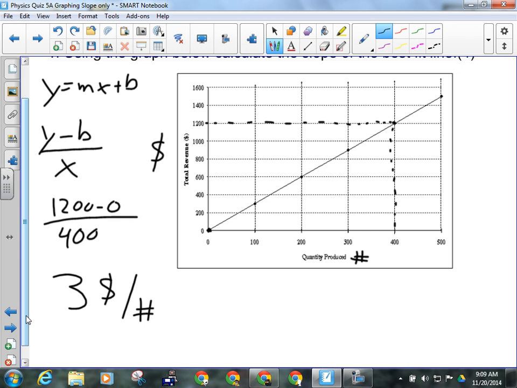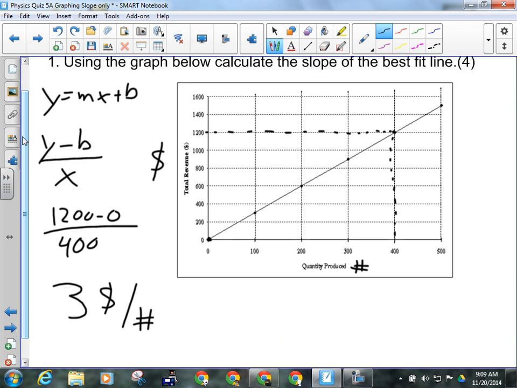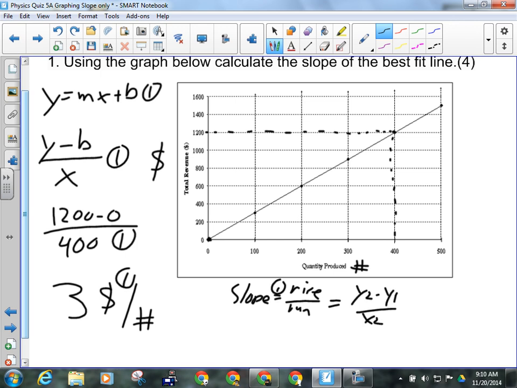So here's your marks distribution, okay? We said that that one would be out of 4 marks. So 1 mark, 2 marks, 3 marks, 4 marks, okay? Now, the other way would be to have rise over run, which essentially would just have a mark for slope equals rise over run, okay? So that would be 1 mark, and then your other mark would be for y2 minus y1 over x2 minus x1, okay? And then the other marks are the same.